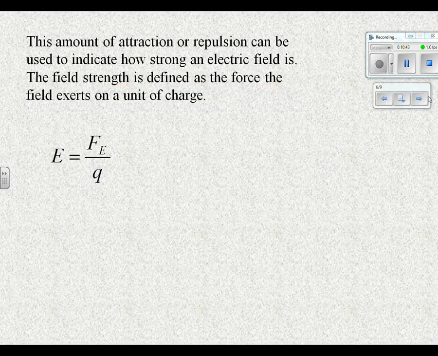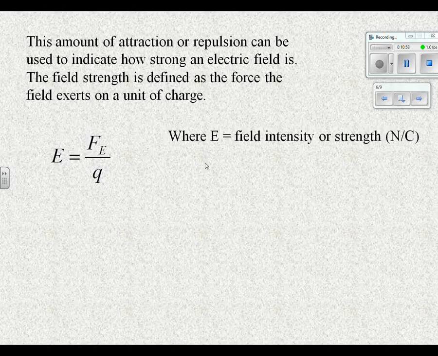And there it is. There's the formula. E equals F over Q. The electric field E is the force per unit of charge Q. E is the field intensity or strength measured in newtons per coulomb. So newtons per coulomb is what you measure an electric field in.